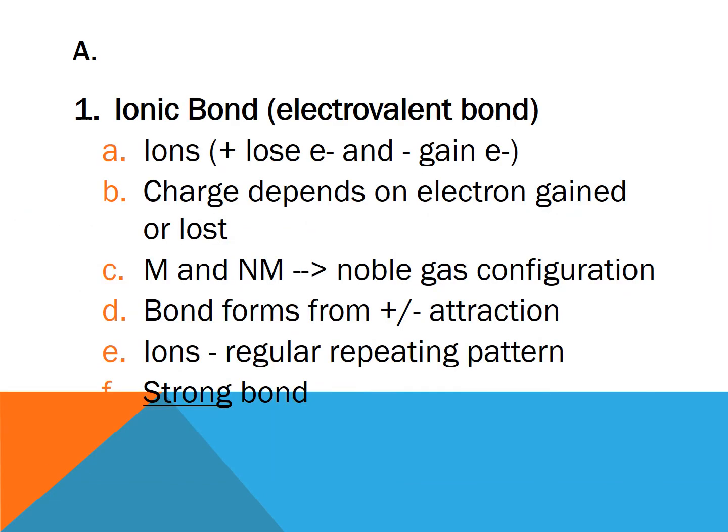So ionic bonds either lose or gain electrons. The charge depends on the electron gain or loss. If it's going to gain electrons, it becomes negative. If it's going to lose electrons, it is positive. The goal is for the metal and the non-metal to reach noble gas configuration. So the metals are going to lose, non-metals are going to gain. And it forms a positive-negative attraction, which is a very strong bond. It's a regular repeating pattern, so it's a crystalline lattice structure.